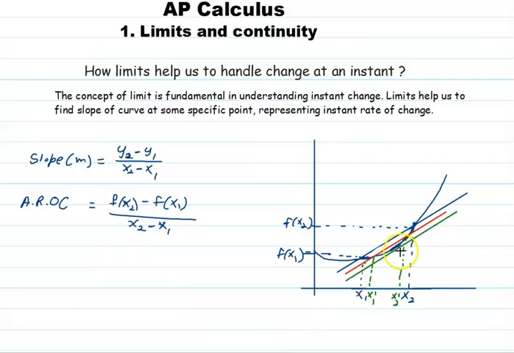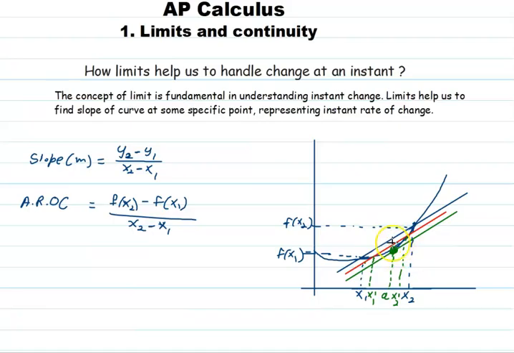Look at this green line. This would be a tangent to the curve. It will touch the curve only at a point. It won't intersect the curve. Instead, it will only touch the curve at some point. This would be the point of tangent. Say this is point A. Now this green line is touching the curve only at a point.